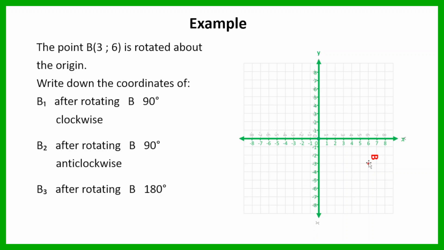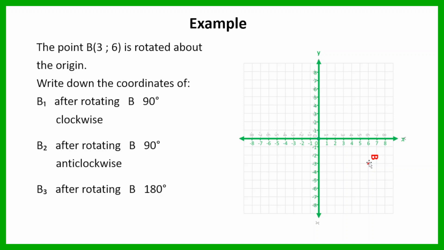And I want you to have a look at where this point is now in relation to where the axes normally would be. So if this is the x-axis, this is the y-axis, look at where this point is. It has got the coordinates 6, -3. Okay, so that is what our point will be after it has been rotated by 90 degrees in a clockwise direction.